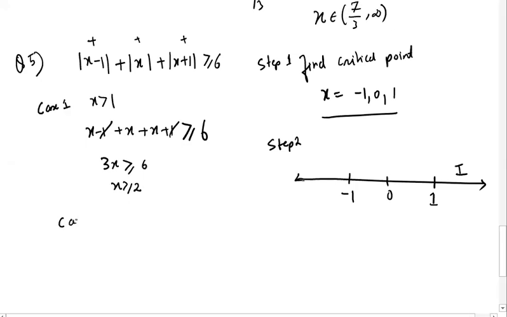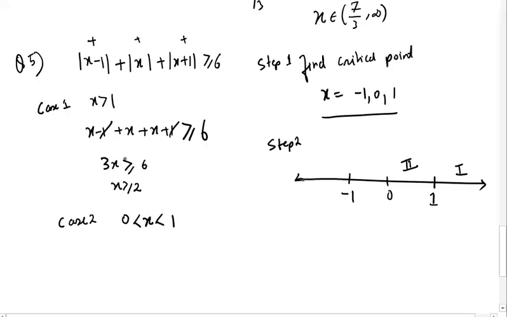Then we have case 2. Now tell me, what is case 2? X should lie between which two numbers? This is your second interval. Yes, very good, Prahlad. Greater than 0 and less than 1. So I can write case 2 as x greater than 0 but less than 1.